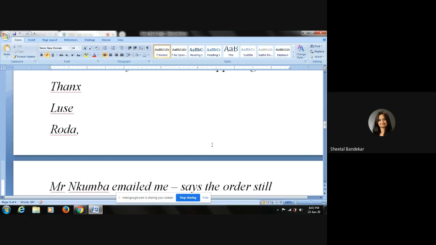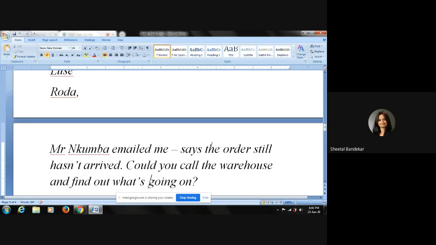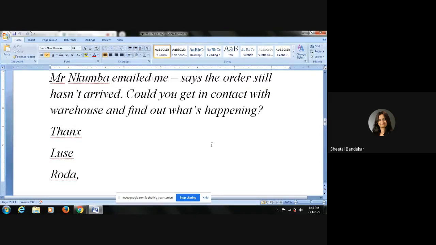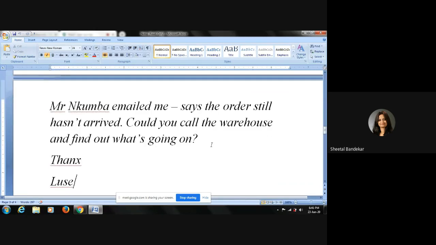Kumba emailed me, says the order still hasn't arrived. Could you call the warehouse and find out? Now, what's the difference here? What's the difference? Could you get in contact? Okay, could you call the warehouse and find out what's going on? Thanks, Luz. So, slight changes in the message.